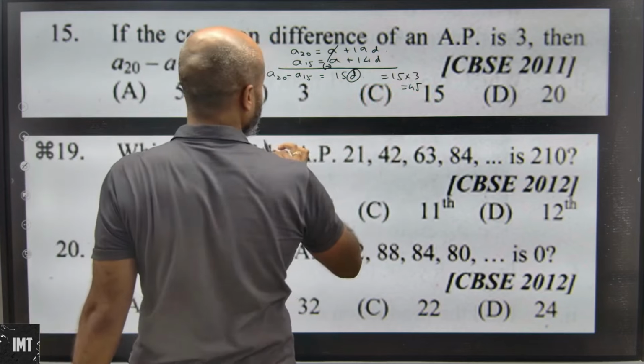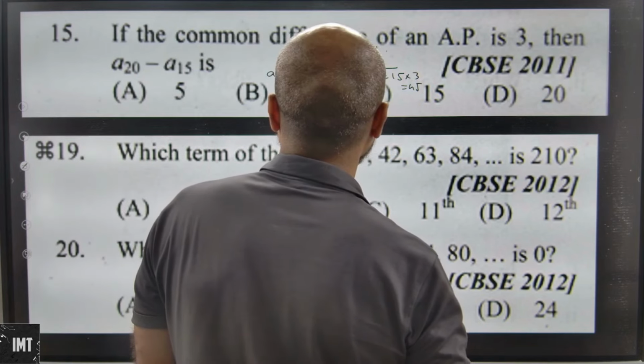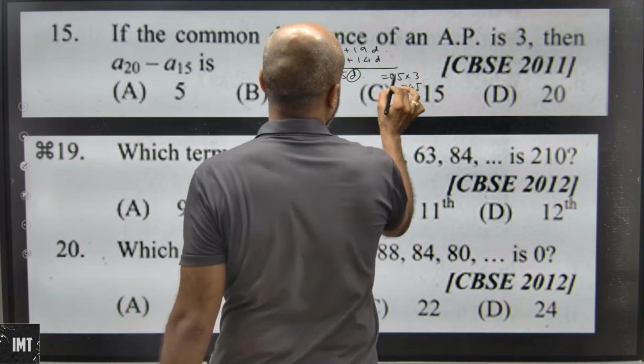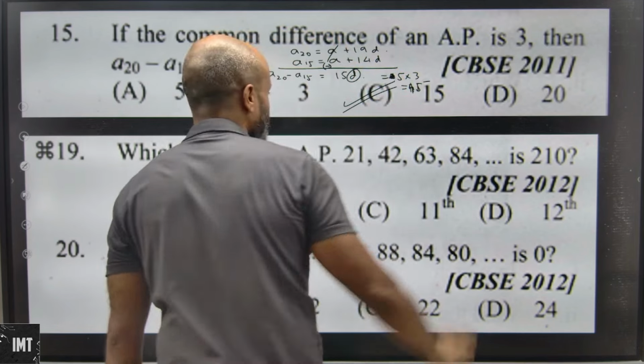So this will be 15 into 3, that is 45. So the value of this, what happened? Oh, sorry, this is 5. 19 minus 14 is 5. 5 into 3, that will be 15. Sorry, this will be 15.